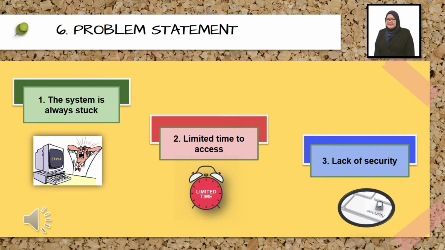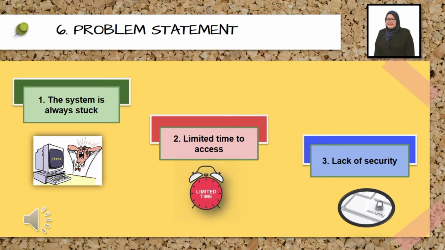Firstly, the system is always stuck. This is because when the date of college registration is open, all students have a problem accessing it. The server becomes busy as a lot of students want to access the iStudent Portal at the same time. Students need to wait for a longer time and keep refreshing the page until the system can be accessed again. This is a waste of time for students, and it also occurs when checking whether the college registration was successful or not.